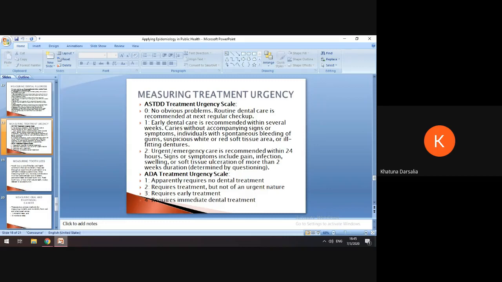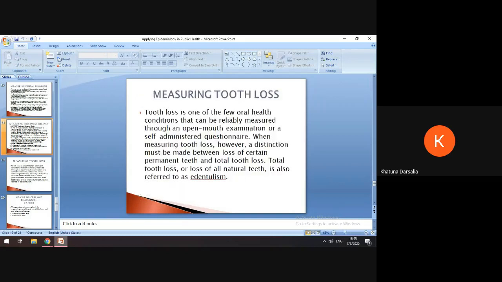Now measuring tooth loss. Tooth loss is one of the few oral health conditions that can be reliably measured through an open mouth examination or self-administered questionnaire. When measuring tooth loss, however, a distinction must be made between loss of certain permanent teeth and total tooth loss. Total tooth loss or loss of all natural teeth is also referred to as edentulism.